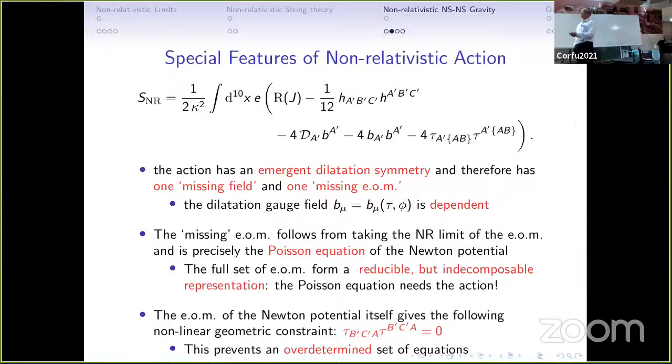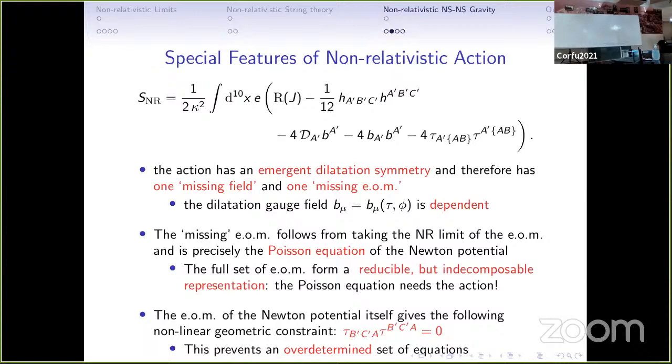That means that there is one missing field, and so there's one missing equation of motion, because if there is a missing field, there's no equation of motion. Let's first discuss the missing equation of motion. What is that equation of motion? Unfortunately, it happens to be exactly the one which we associate with the Poisson equation of the Newton potential. So we want to get some Newtonian gravity, but there is no Poisson equation.